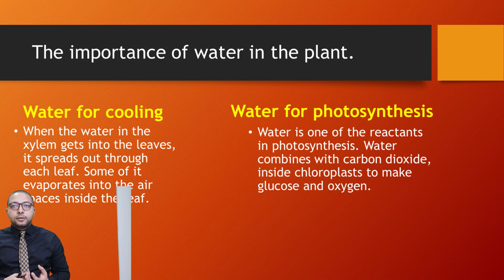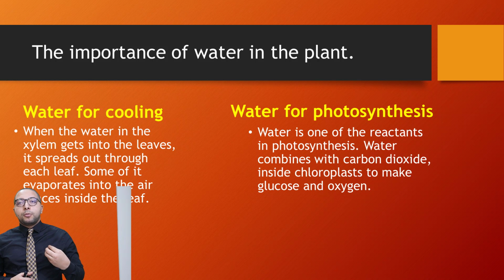On very hot days, the plant is going to make use of water for cooling. When the water in the xylem gets into the leaf, it's spread out through each leaf. Some of it evaporates in order to cool the leaf down, or to cool the plant down, to keep its temperature low on a sunny day.